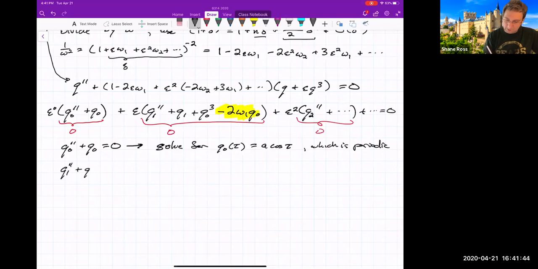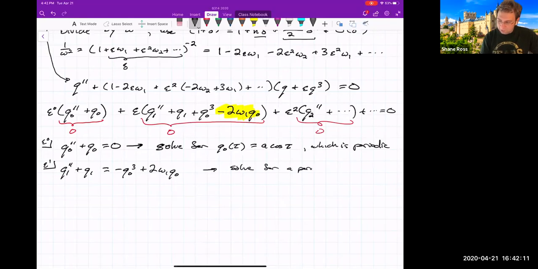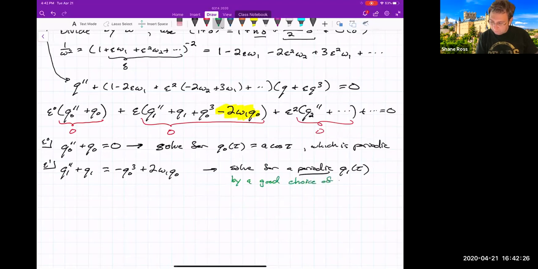So that's a periodic function, good. Now the next one, what do we got? Q0, so that was the epsilon raised to the 0th. How about epsilon raised to the 1st? Q1, well, let me write it this way. I'll write it, this equals, and then minus Q0 raised to the third power plus 2 omega 1 Q0. And now we want to solve for a periodic Q1 tau. Okay. We'll do that by a good choice of omega 1.